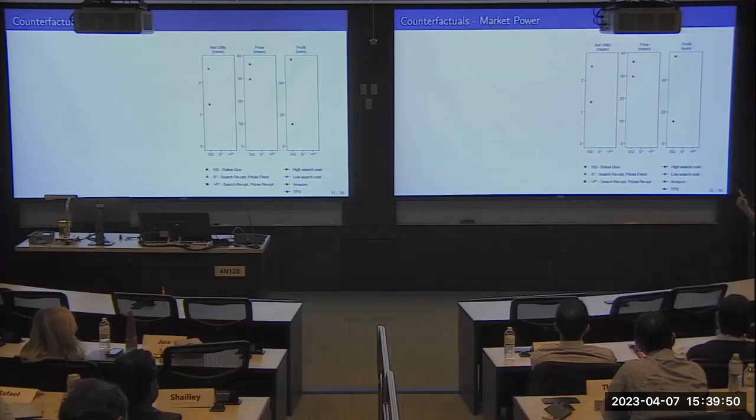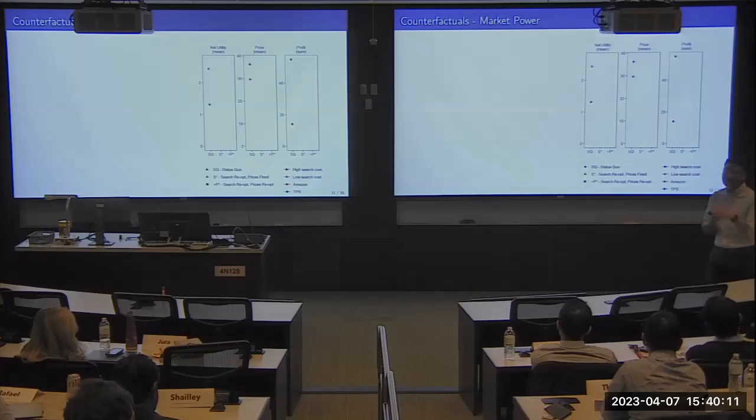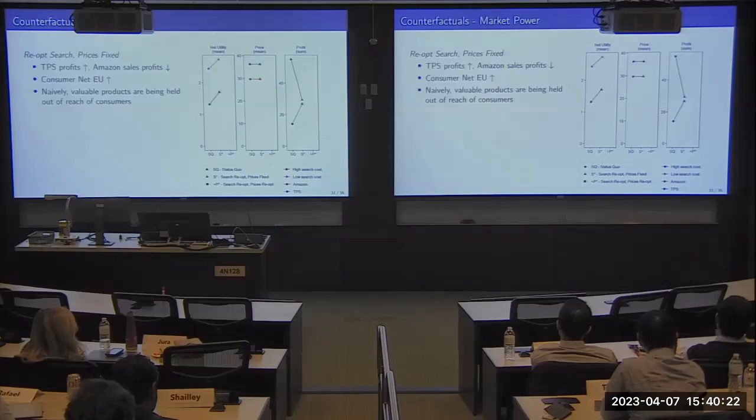I want to show you this counterfactual in steps. On the right here, I've got net utility for the consumers, so their purchased good utility less the cost of searching, prices, and profits split out between high search cost individuals, low search cost individuals, Amazon, and these small businesses. We're going to step through this slowly. This is just the status quo levels for these metrics.